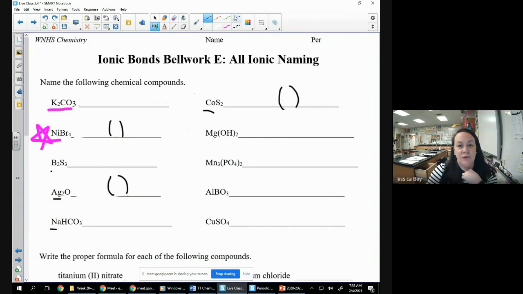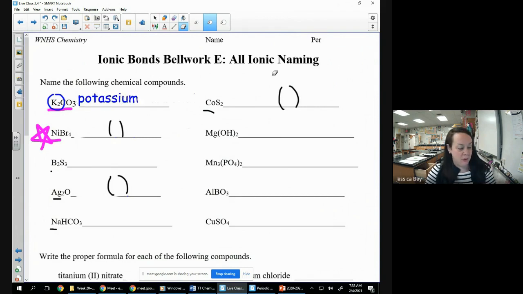So let's do one of those. For this one, no stock system. So we see potassium. So that's going to be the first word. And then CO3. Remember, if you see a polyatomic ion, you're looking on your polyatomic ion sheet, and that is potassium carbonate. Okay, awesome.